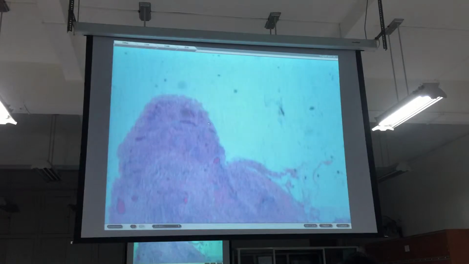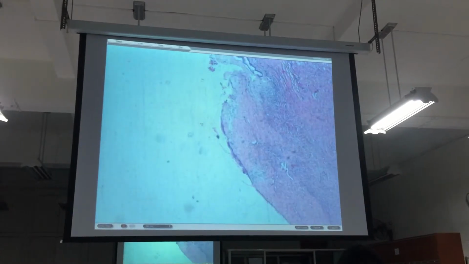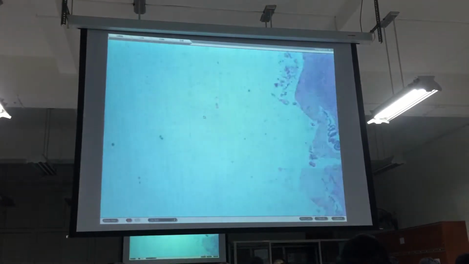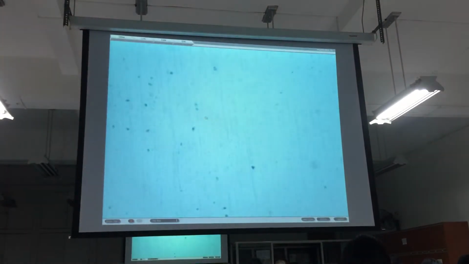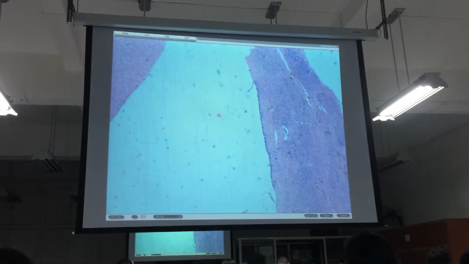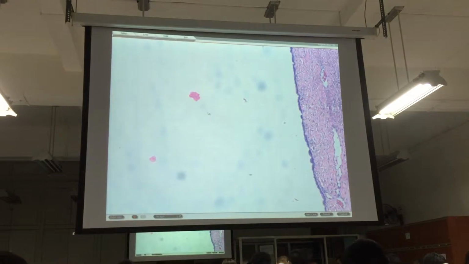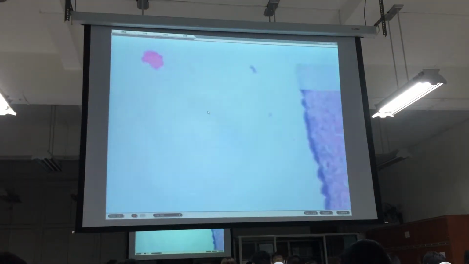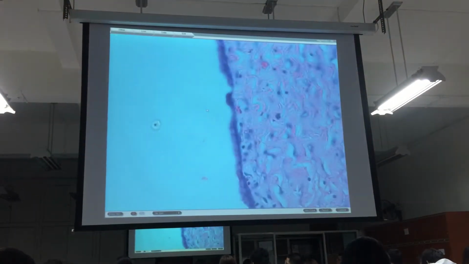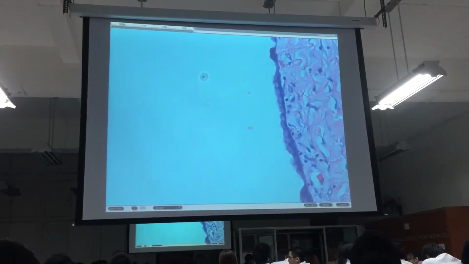What is this? This is a cyst. Okay. Cyst wall lined by, look at this epithelium. Okay. This is an epithelium. Let's look at this epithelium at high magnification. What is the lining? Anybody would like to describe the epithelium? This one?